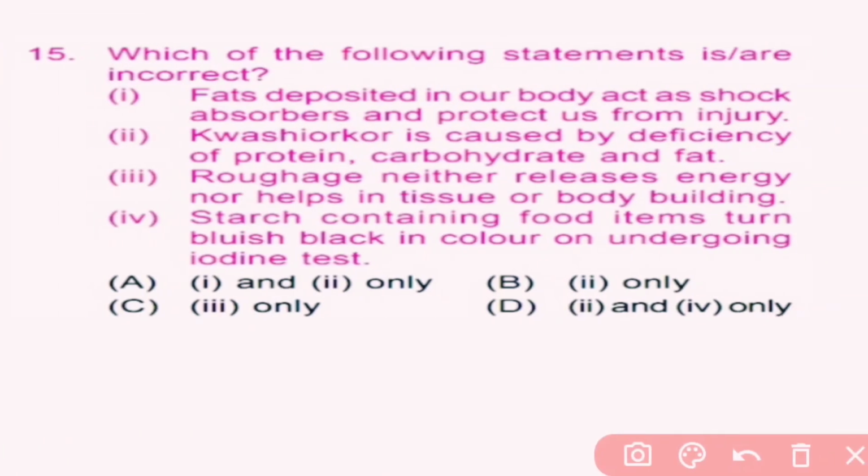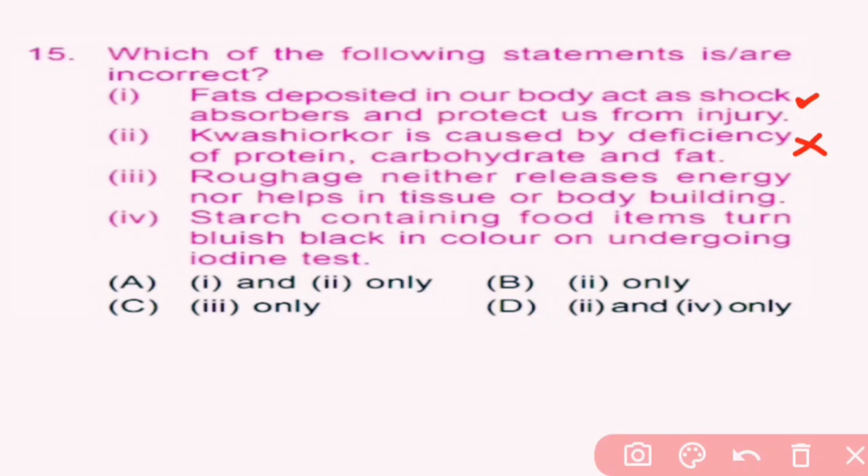Question number 15. Which of the following statements are incorrect? Option 1. Fats deposited in our body act as a shock absorber and protect us from injury. It is a correct statement. Option 2. Kwashiorkor is caused by deficiency of protein, carbohydrates and fats. Marasmus is caused by the deficiency of protein, carbohydrates and fats, and kwashiorkor is caused by only deficiency of protein. So this statement is incorrect.